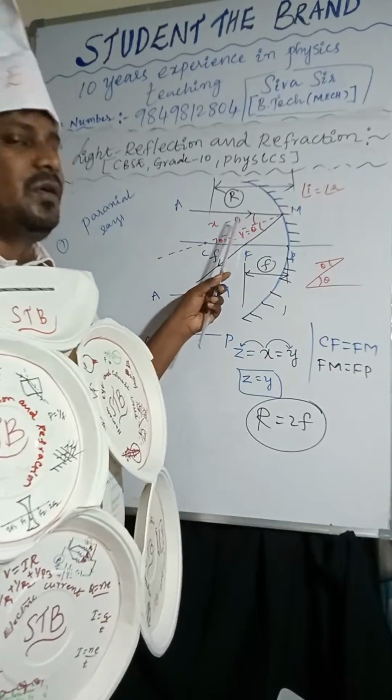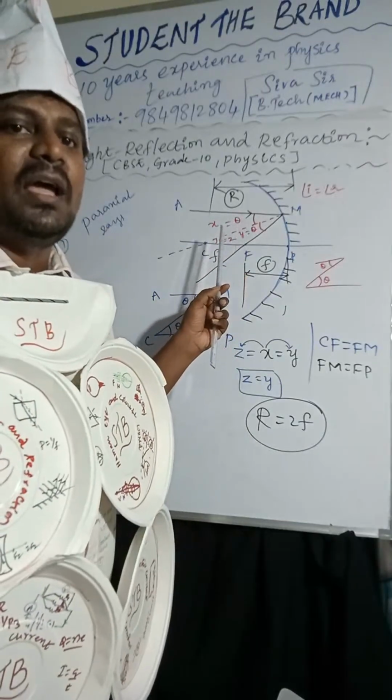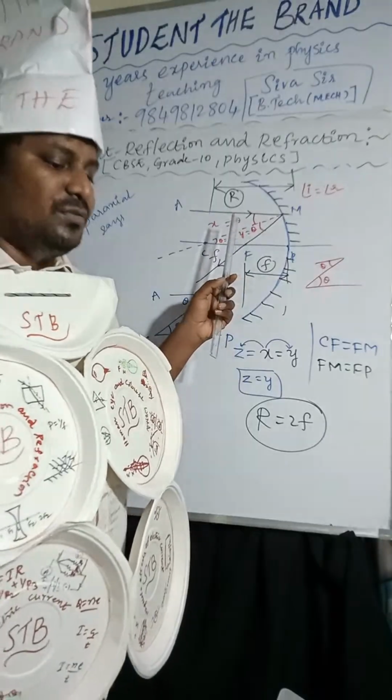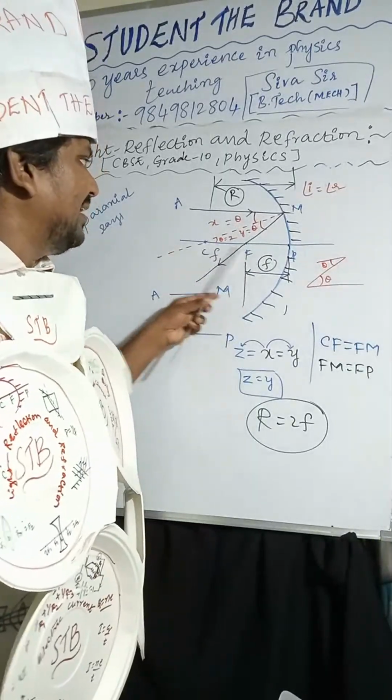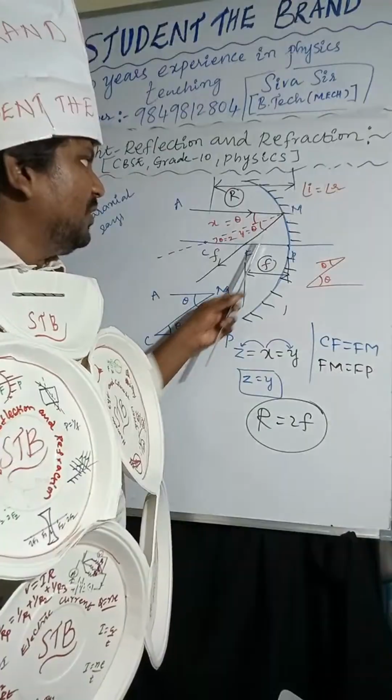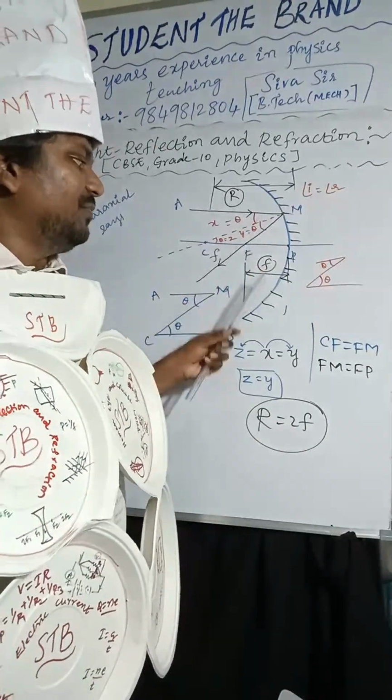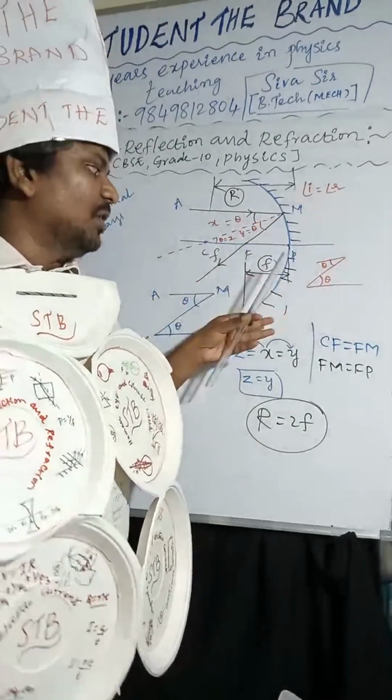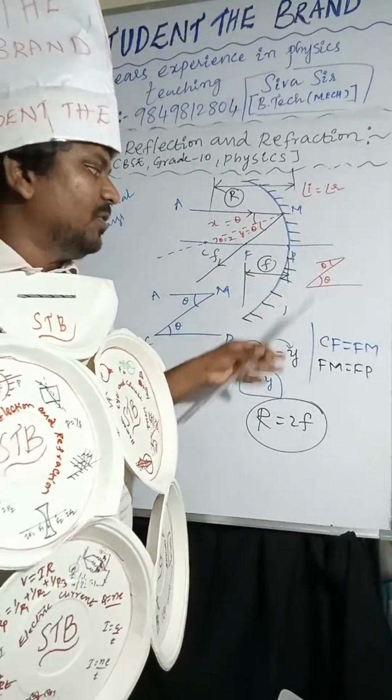In a triangle, if two angles are equal, that is called an isosceles triangle. So two sides are equal: CF equals FM. And one more point.